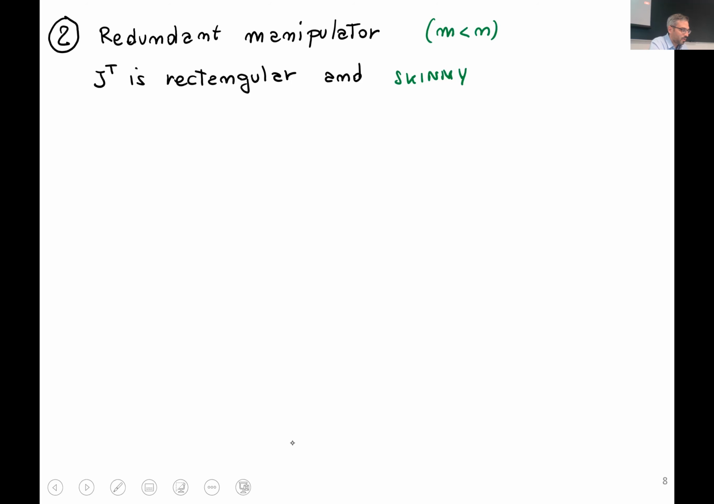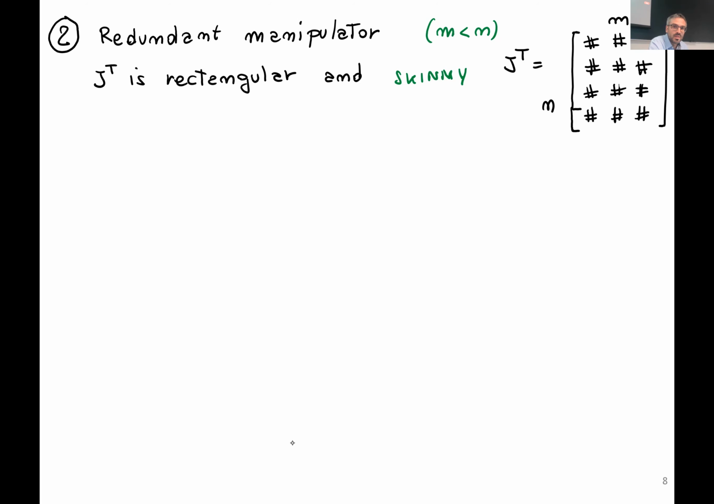While for redundant manipulators, it is a second case we are interested in. J transpose is rectangular, and this time it is skinny. We have more rows than columns. It's because we have torques here, sorry, torques, and on the other side here we have forces.